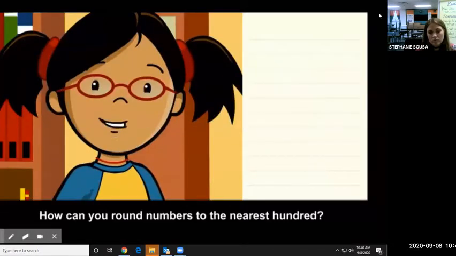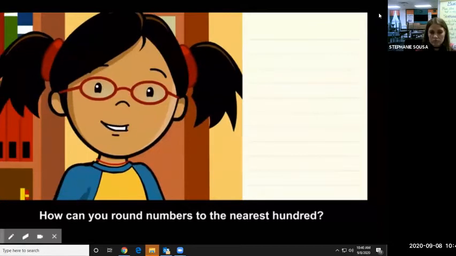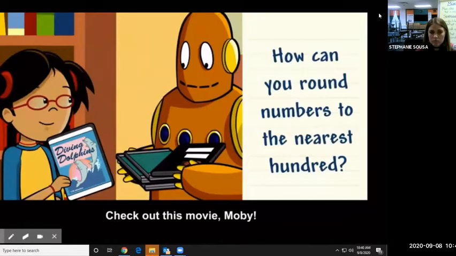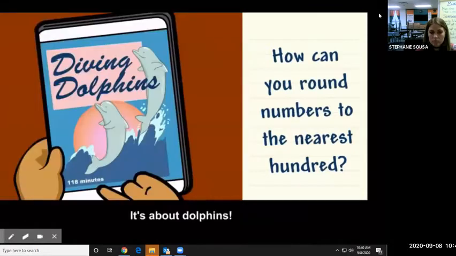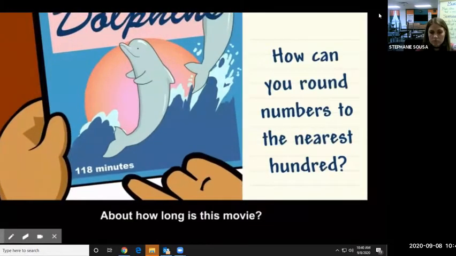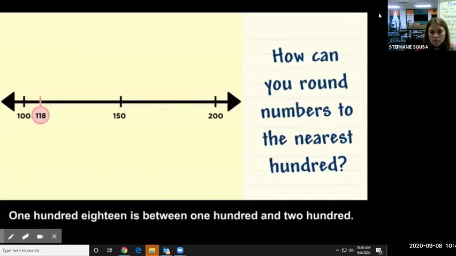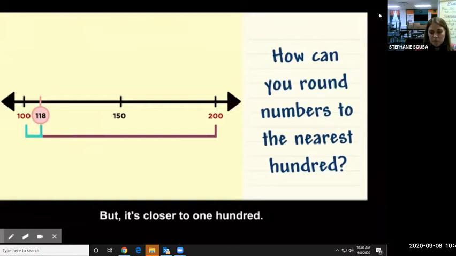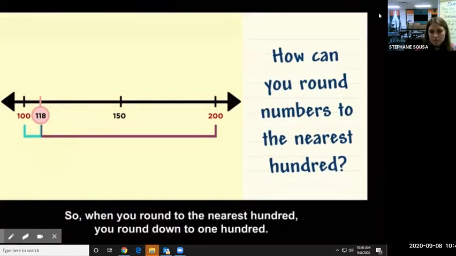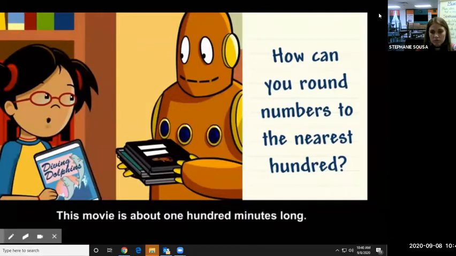How can you round numbers to the nearest 100? Check out this movie, Moby. It's about dolphins. About how long is this movie? You can round to the nearest 100. 118 is between 100 and 200, but it's closer to 100. So when you round to the nearest 100, you round down to 100. This movie is about 100 minutes long.